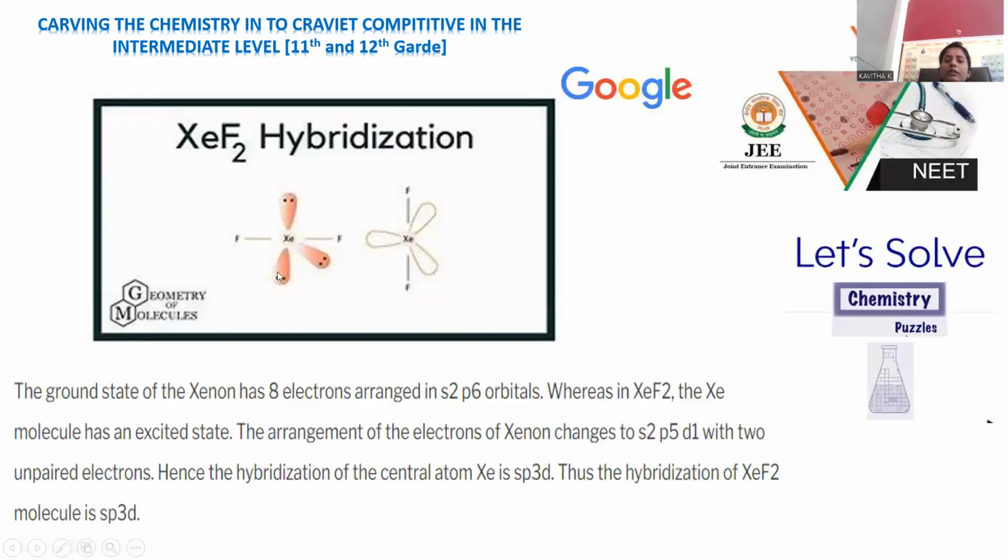Move on to the third molecule, xenon difluoride. If you see xenon difluoride, it is a linear molecule accompanied by 3 lone pairs of electrons in the plane. All three lone pairs are located in the plane, and it is trigonal bipyramidal geometry. The shape is linear, and we can say sp3d hybridization. This will not count for sp3 hybridization.